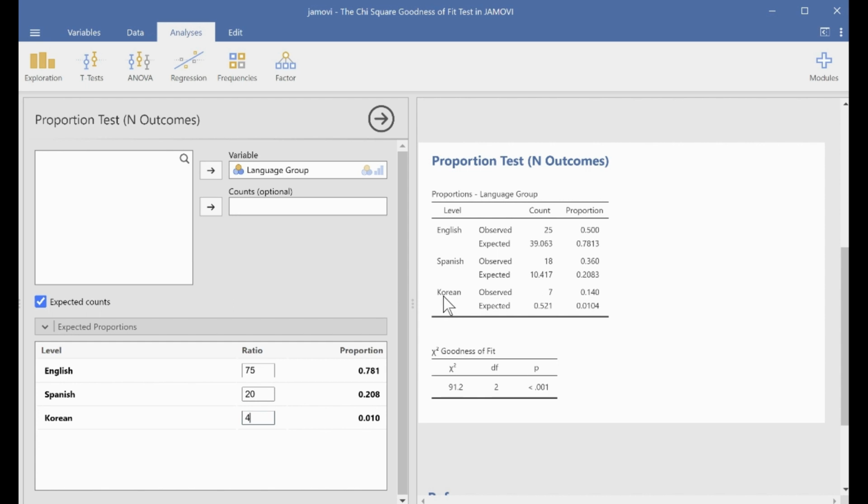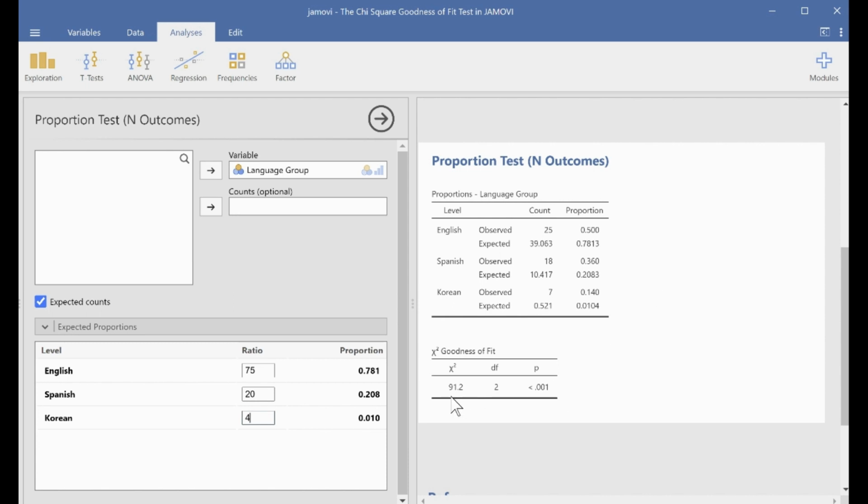Based on the 4% Korean speakers in the university, I'd only expect half a student, well, let's say one student to come. How many are actually coming? Well, 7 students are coming. In other words, my English-speaking population is coming less than I would expect, but my Spanish and Korean-speaking populations are coming more than I would expect, just based on proportions of students.